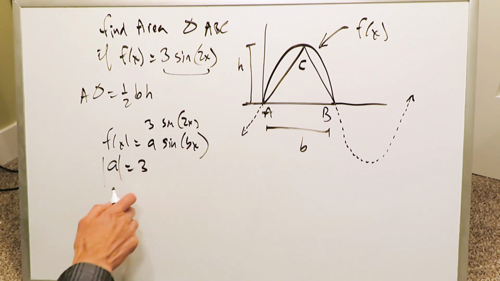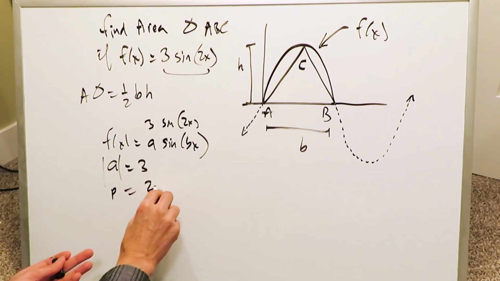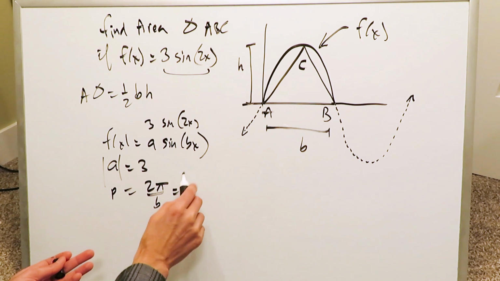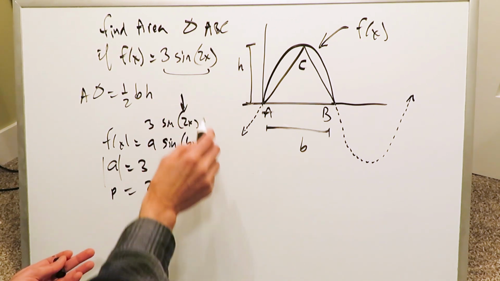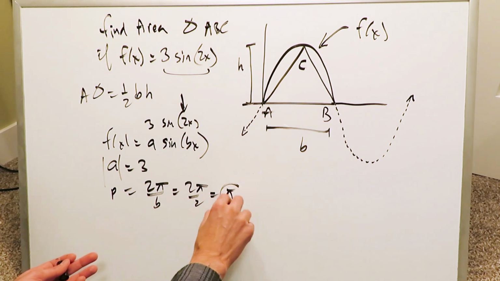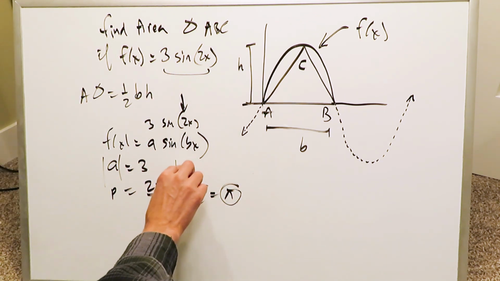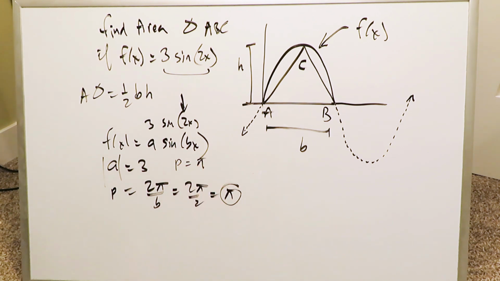What else do we have? The period of a sine wave function of this form is always determined as 2 pi over b. We know b is 2, so we have 2 pi over 2, which is equal to pi. So this sine function has a period P equal to pi.